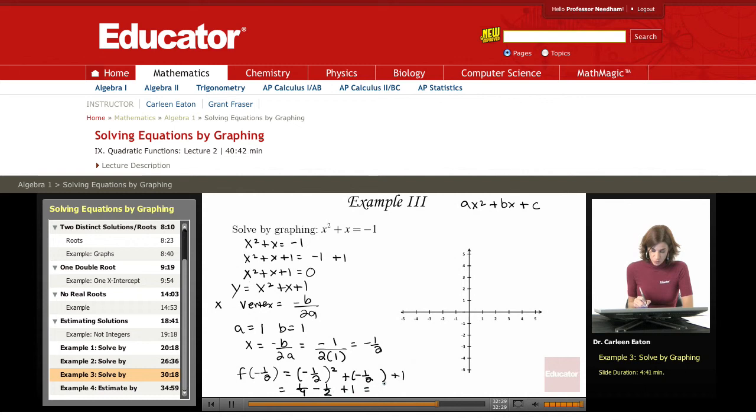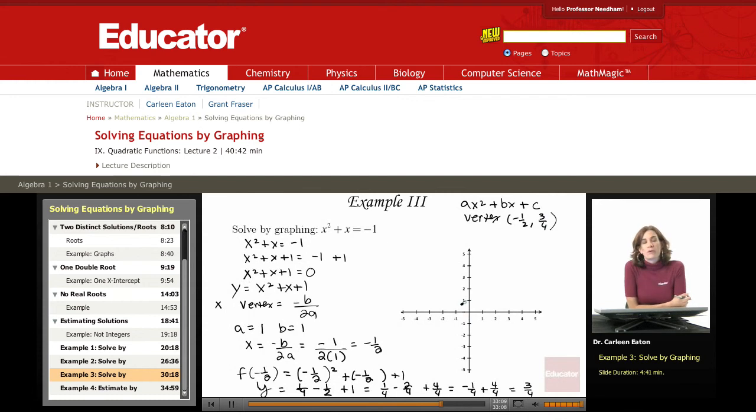That equals 1/4 minus 2/4 plus 4/4. I'm going for the common denominator. So 1/4 minus 2/4 equals negative 1/4, plus 4/4 equals 3/4. So at the vertex, y equals 3/4. Right, the vertex up here, so it's nice and clear. The vertex is at negative 1/2, 3/4. Okay, negative 1/2 is here. 3/4 is right about there.